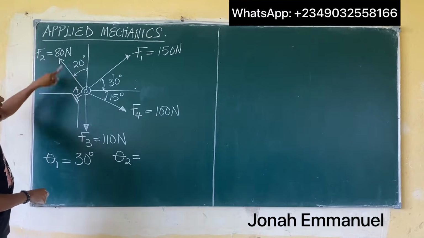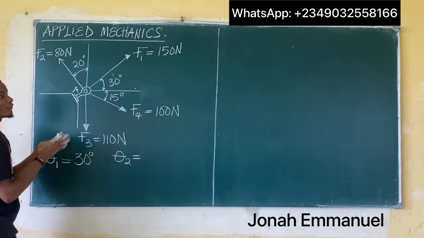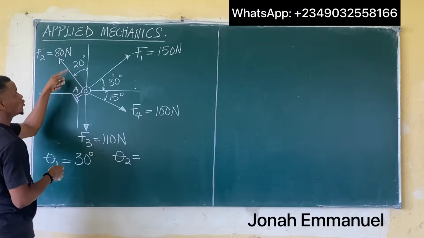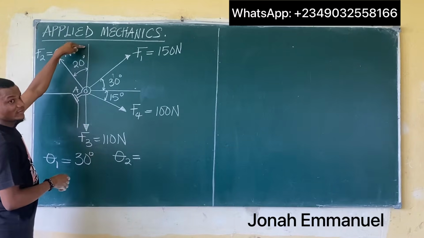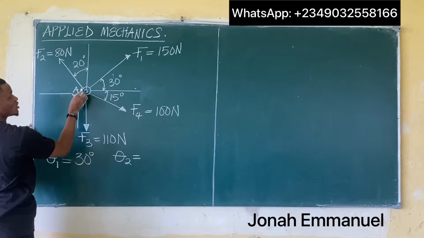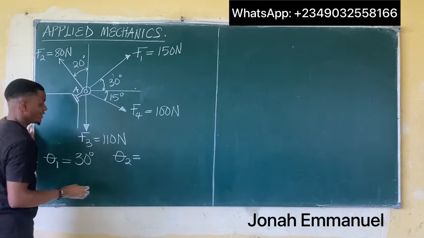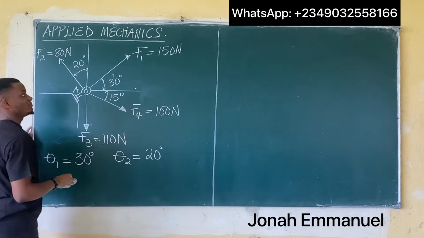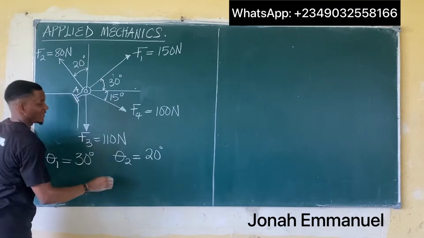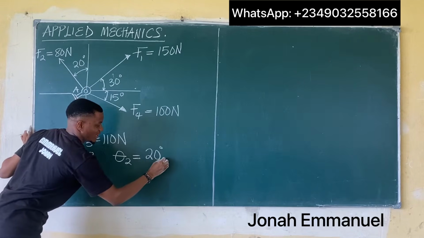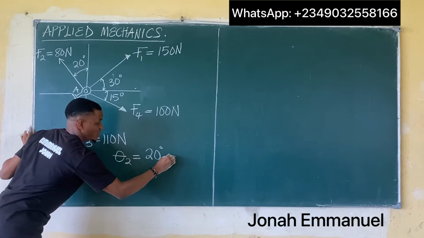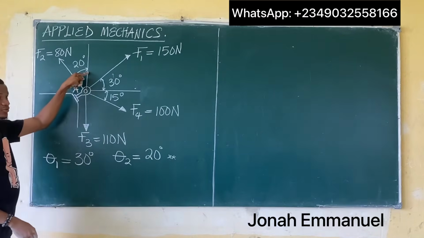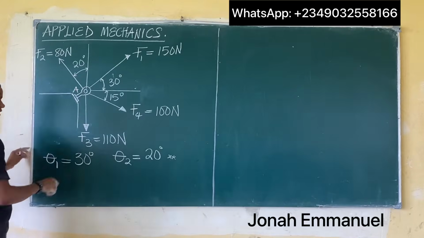But observe, this 20 degrees is the angle of inclination of F2 to the vertical, not the horizontal. So let's say this is equal to 20 degrees. Just to remind me that this one is to the vertical, perhaps I will mark it a bit. So please note that it is to the vertical, not horizontal, please.